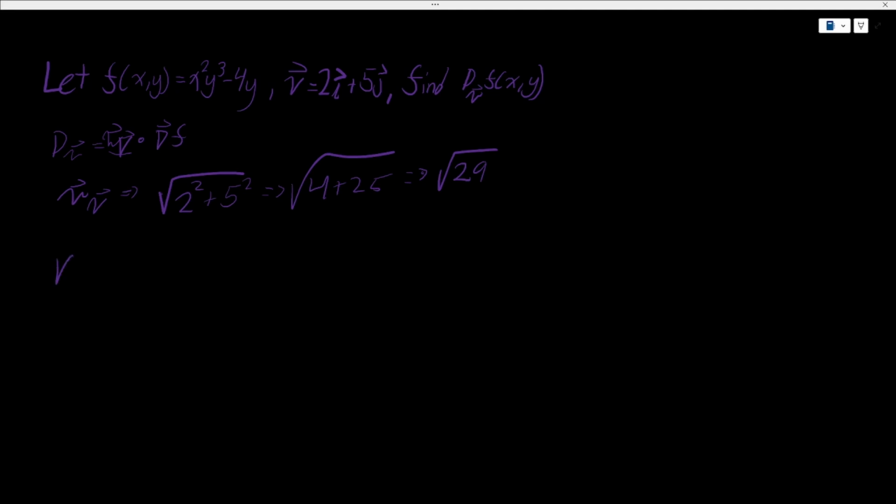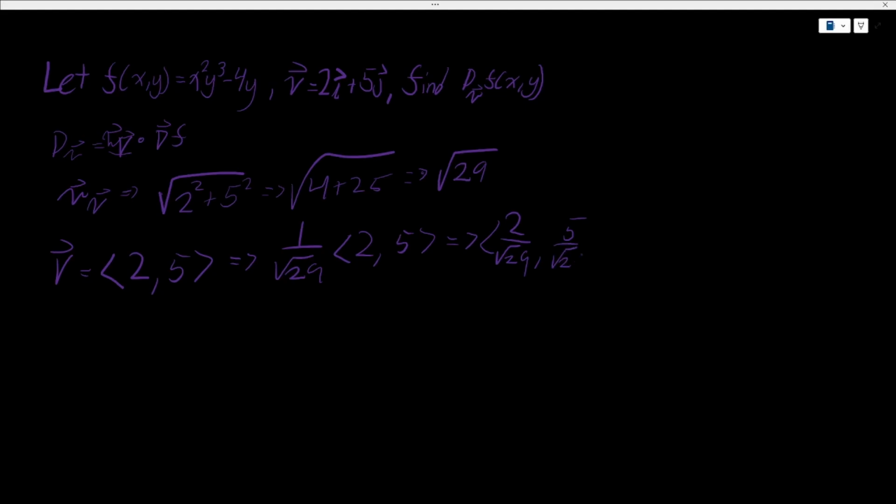So let's rewrite vector v in vector notation as <2, 5>, and now let's divide by our magnitude length. So this will just be <2 over the square root of 29, 5 over the square root of 29>.